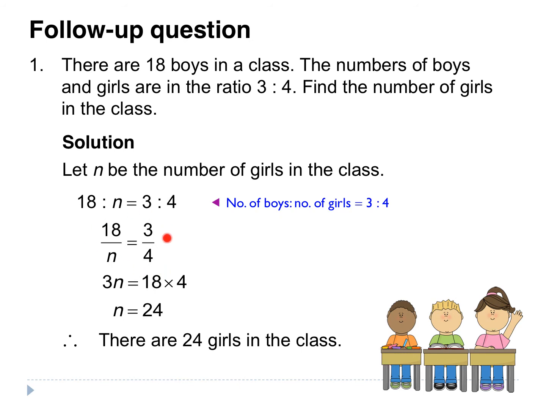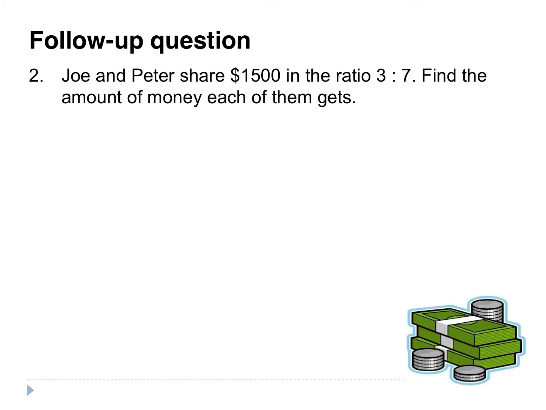So you change it into a fraction, and then you multiply 3 by n, which is 3n, and multiply 4 by 18, which is 18 times 4. After calculation, you will get n equals 24. So you should know that there are 24 girls in the class.